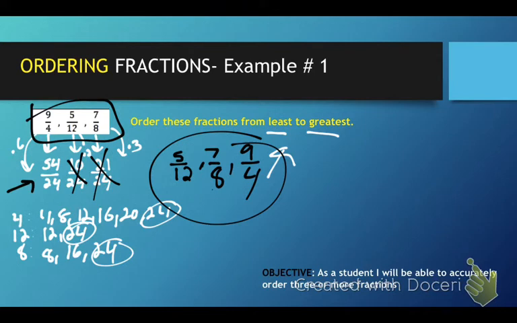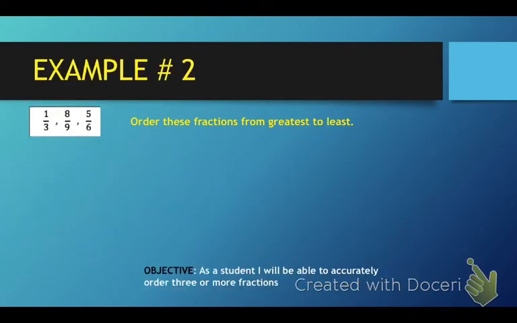Let's move on to example number 2. This one says order these fractions from greatest to least. So we got to be careful. Greatest to least. We have 3, 9, and 6. First thing we need to do, find the least common multiple of 3, 9, 6. Or, in this case, the common denominator.